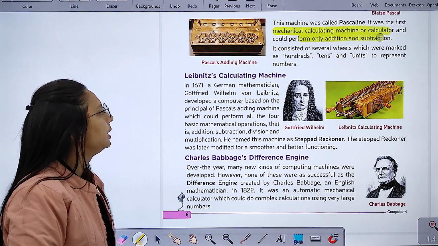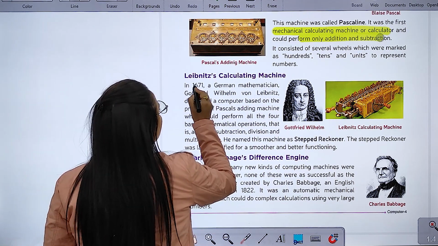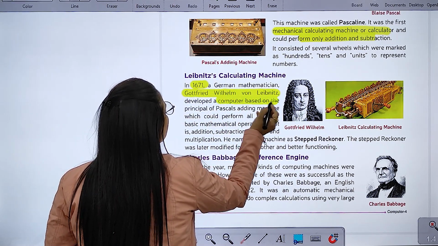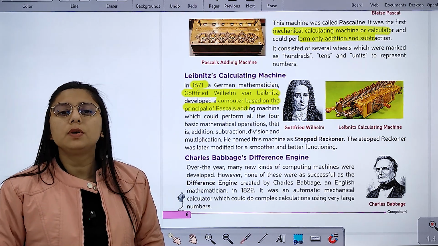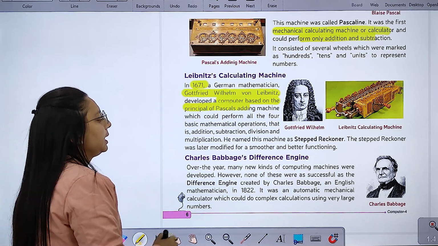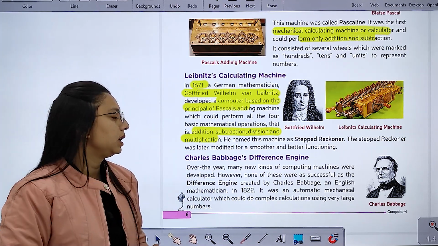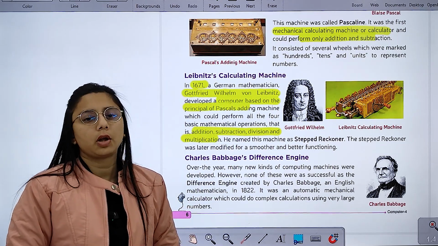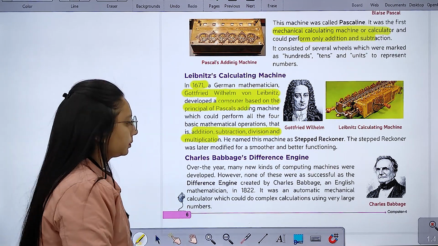Then we have Leibniz's calculating device. In 1671, the German mathematician Gottfried Wilhelm Leibniz developed a calculator based on the principle of Pascal's adding machine, which can perform all mathematical operations like addition, subtraction, division and multiplication. And he named this machine the Stepped Reckoner, right?